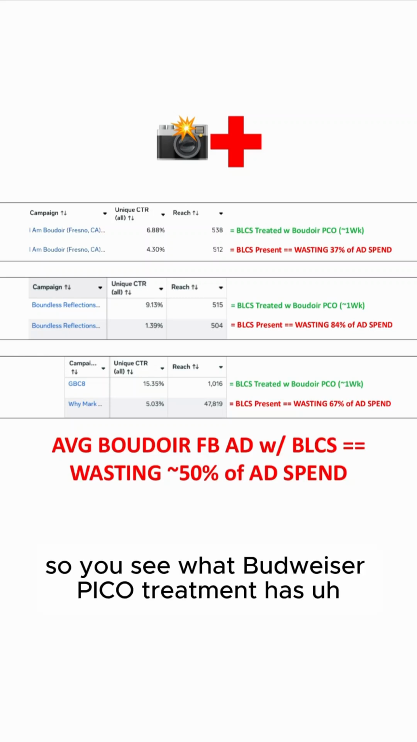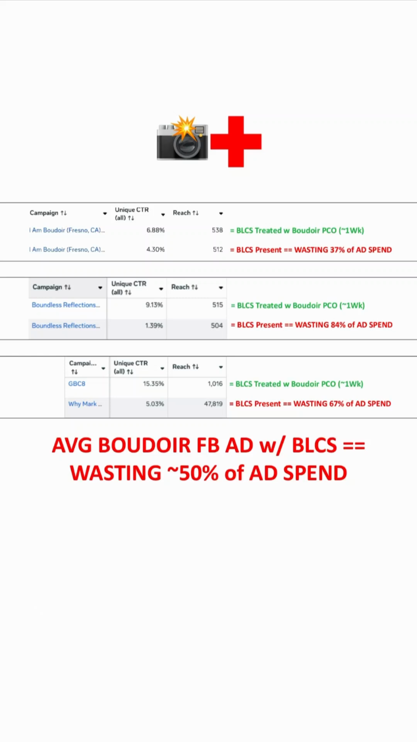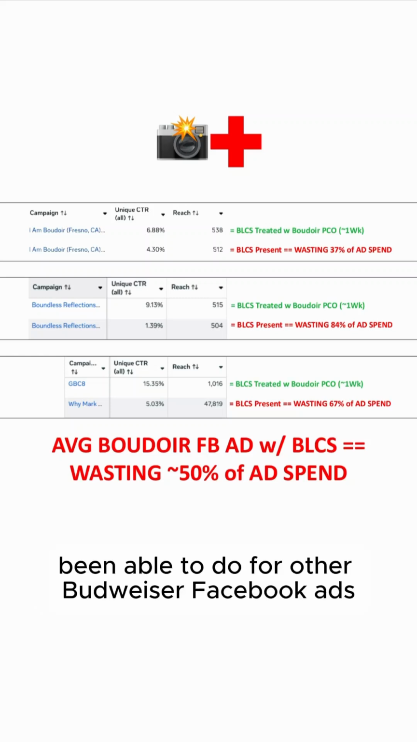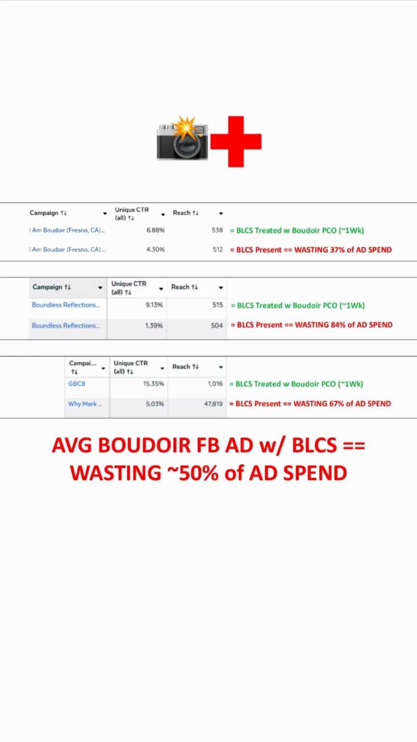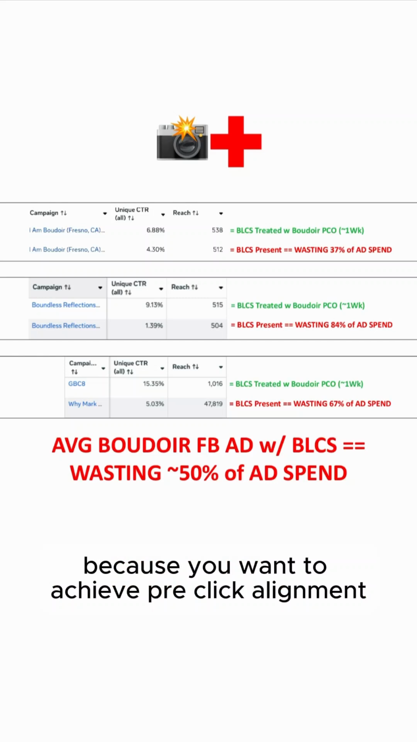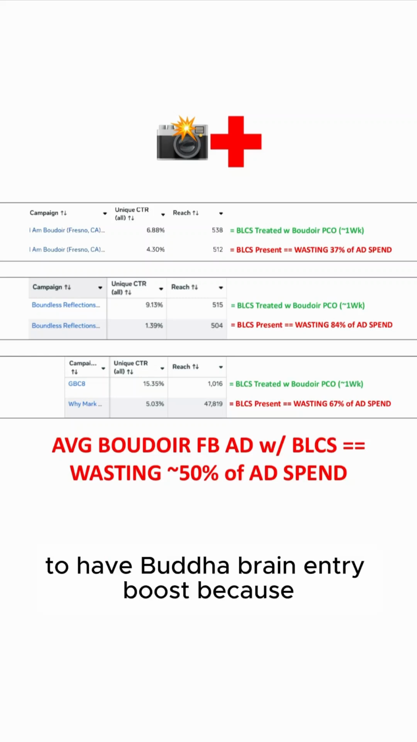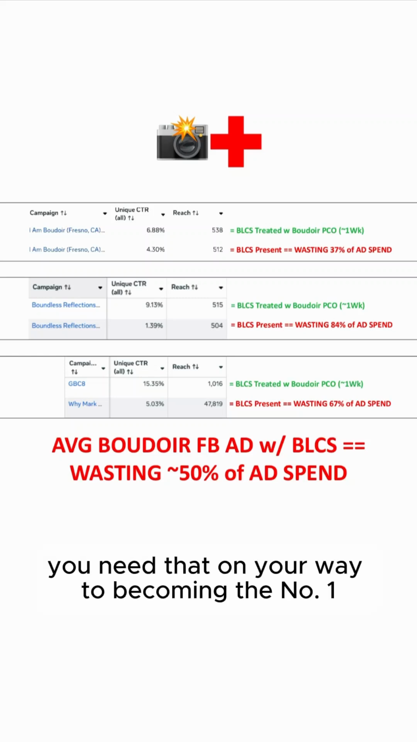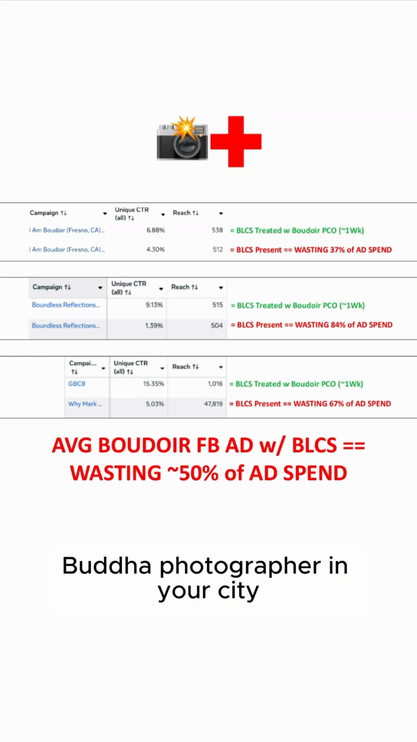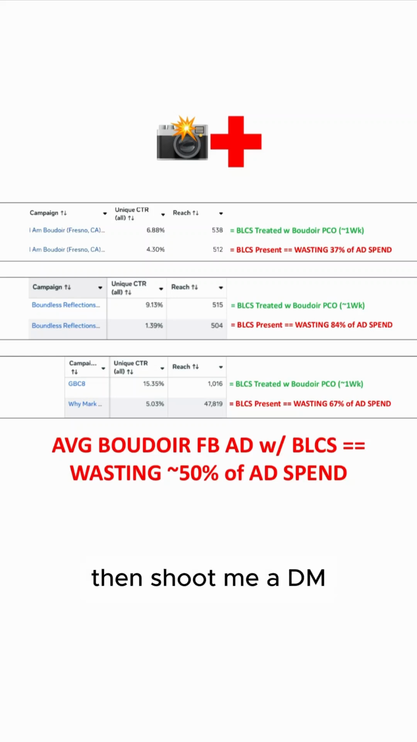So you're seeing what Boudoir Pico treatment has been able to do for other Boudoir Facebook ads, and you want that outcome because you want to achieve pre-click alignment, to become a dominant boudoir advertiser, to have boudoir brain entry boost, because you need that on your way to becoming the number one boudoir photographer in your city. Then shoot me a DM.